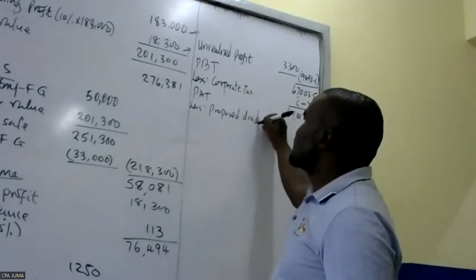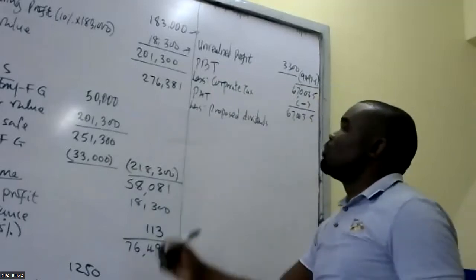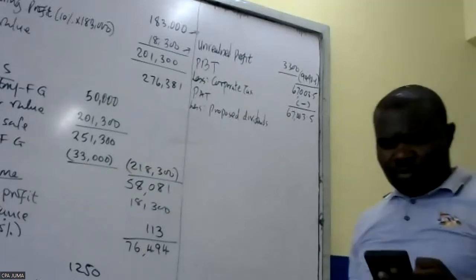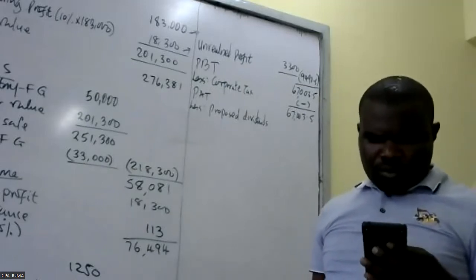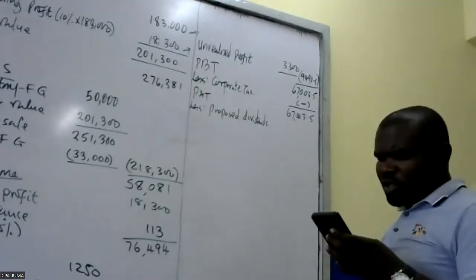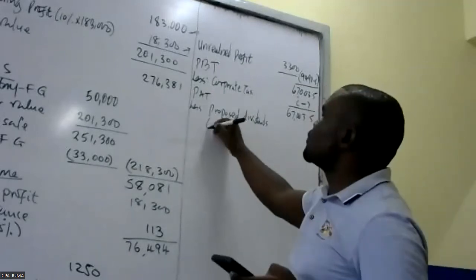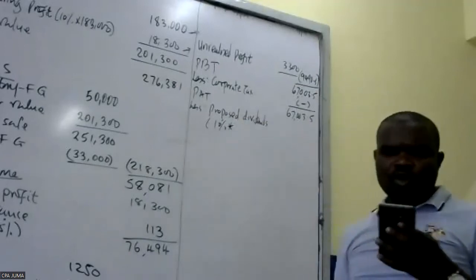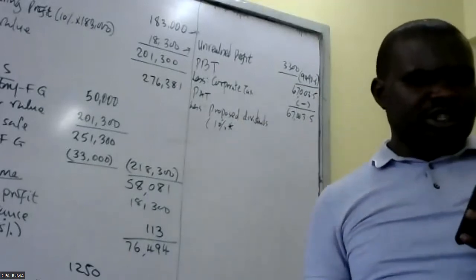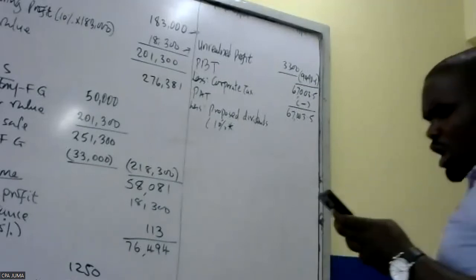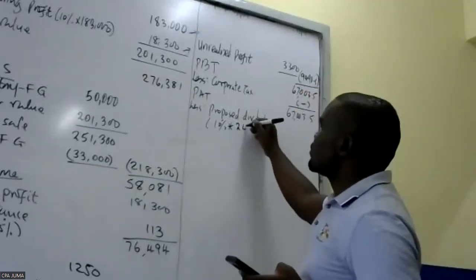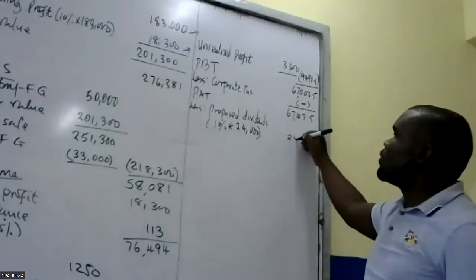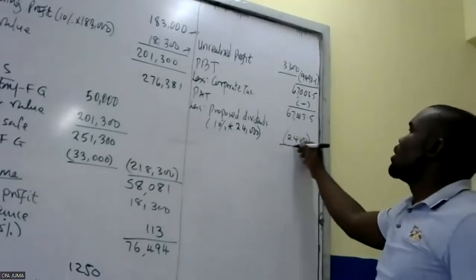Then less proposed dividends. Which note was this? The last note. 10% per issued share. So 10% times ordinary share capital, where the question started, times 24,000. So this one comes to 2,400.